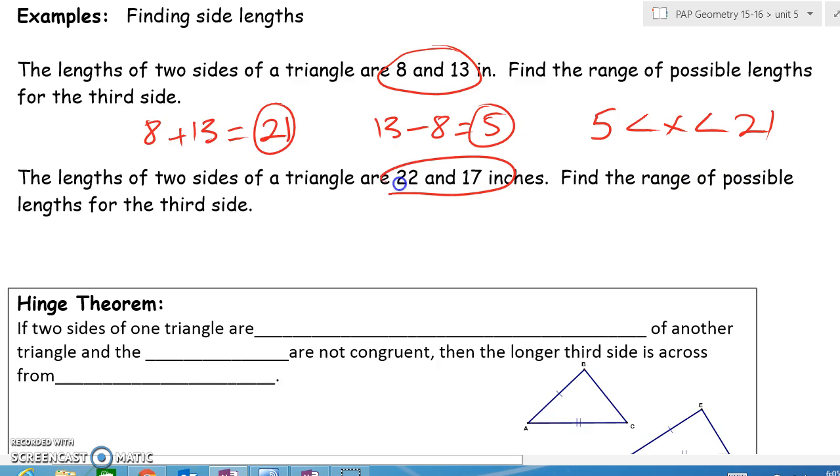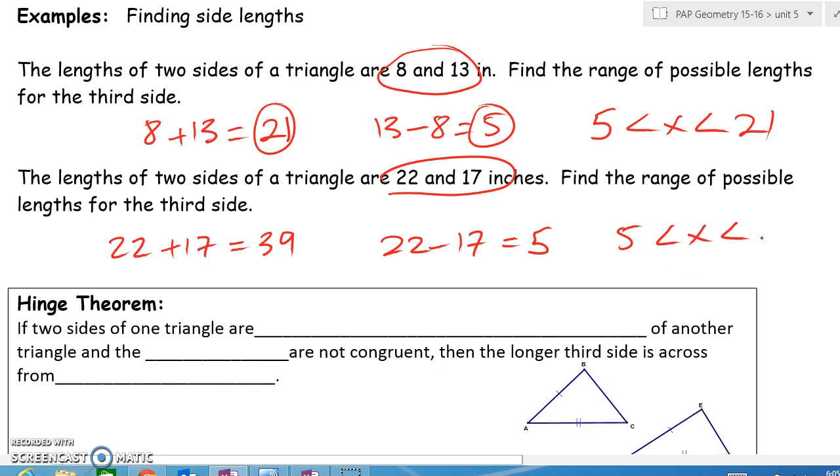Let's do the same with these two right here. Let's do 22 plus 17, and that's going to give you, what, 39? And then let's do 22 minus 17, and that's going to give you 5. So here my range of values is going to be greater than 5 and less than 39.